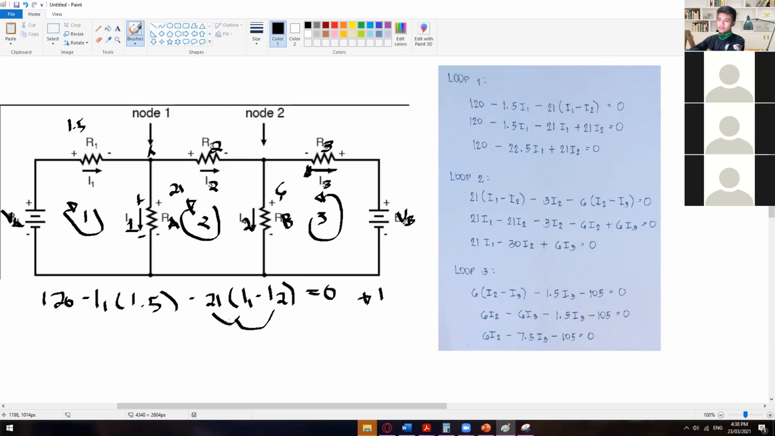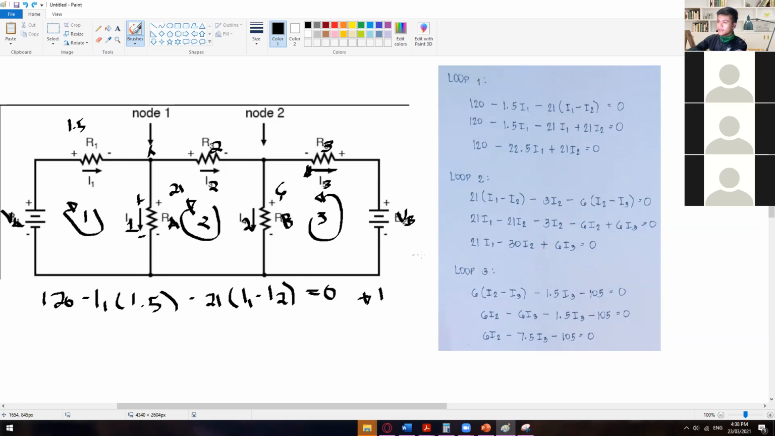So just distribute this one on this I1 and I2. And the same with loop number 2. So just follow the signs or polarities and then you will get 21 I1 minus 30 I sub 2 plus 6 I sub 3. The same with loop number 3, you will get 6 I2 minus 7.5 I3 minus 105.